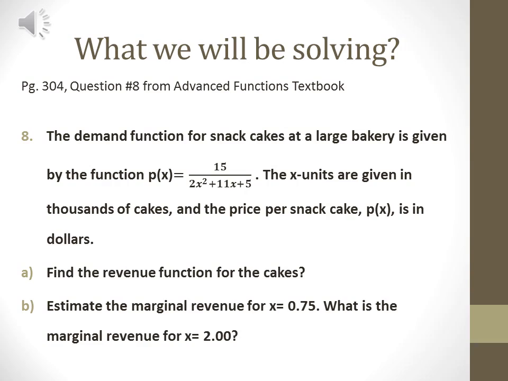Here it is. The demand function for snack cakes at a large bakery is given by the function p of x equals 15 divided by 2x squared plus 11x plus 5. The x units are given in thousands of cakes, and the price per snack cake, p of x, is in dollars. Question A, find the revenue function for the cakes. Question B, estimate the marginal revenue for x equals 0.75. What is the marginal revenue for x equals 2?